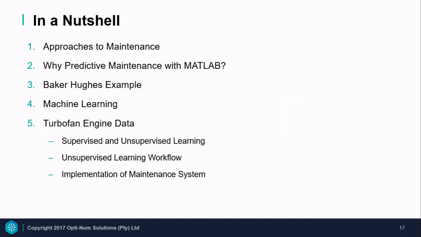In a nutshell, we discussed the different approaches towards maintenance. We looked at why we use MATLAB for predictive maintenance. We looked at an example where Baker Hughes experienced a 30 to 40% decrease in costs by implementing predictive maintenance with MATLAB. We looked at what machine learning is and the different types of machine learning, and then we discussed in detail an example using MATLAB with Turbofan engine data.